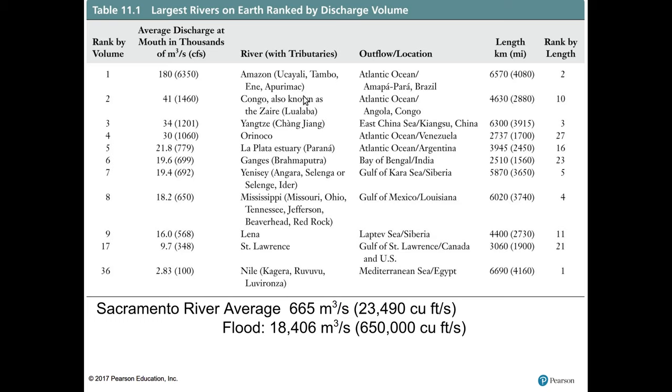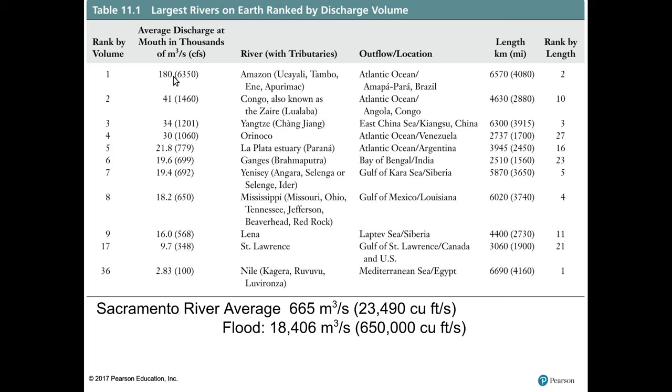So, discharge is the term that we use to describe the amount of water flowing down a river. In every other country, it's cubic meters per second. In the United States, we use cubic feet per second. I'm going to use cubic meters per second. So the Amazon has 180,000 cubic meters per second.